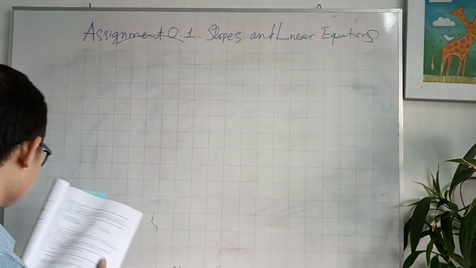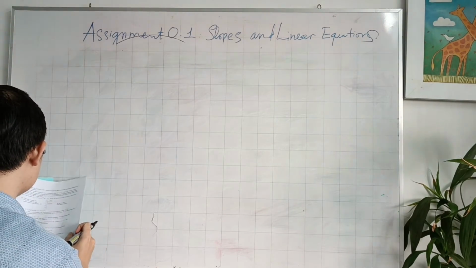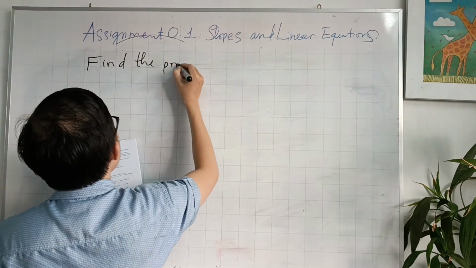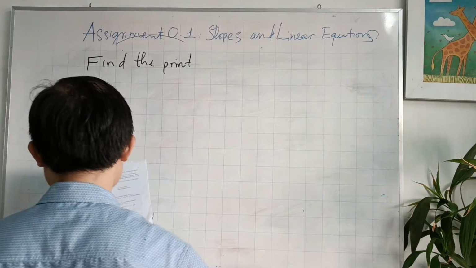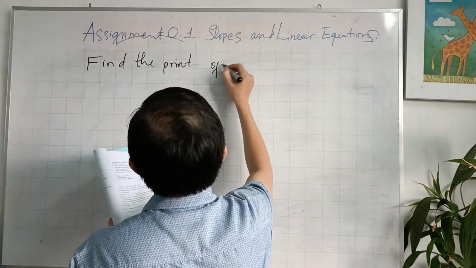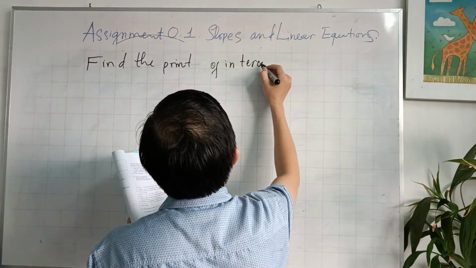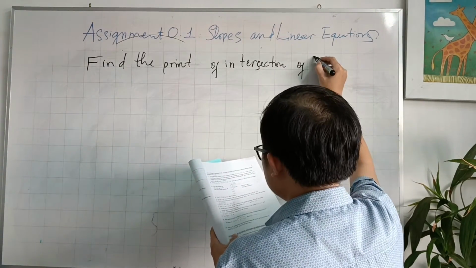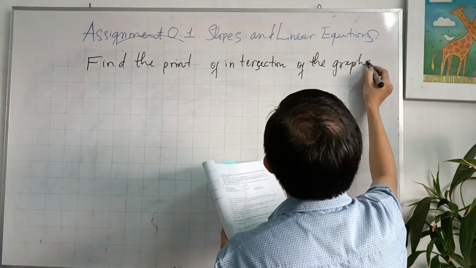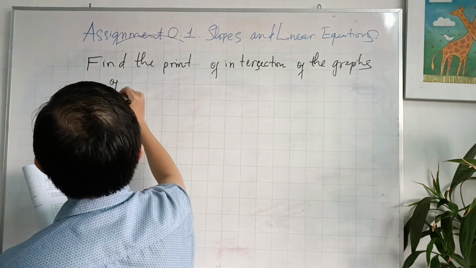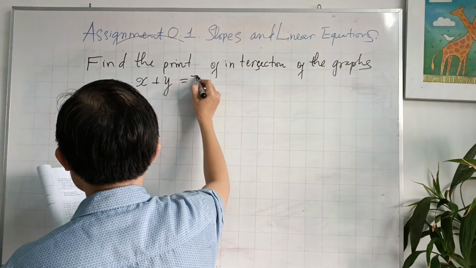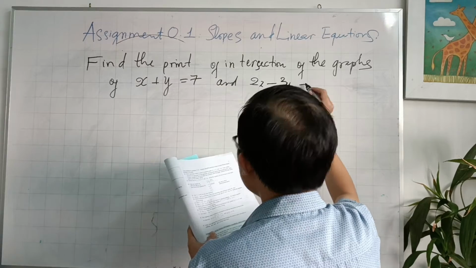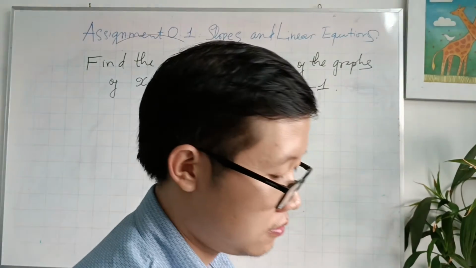Question. Find the point of intersection of the graphs 2x plus y equals 7 and 2x minus 3y equals -1. Okay?